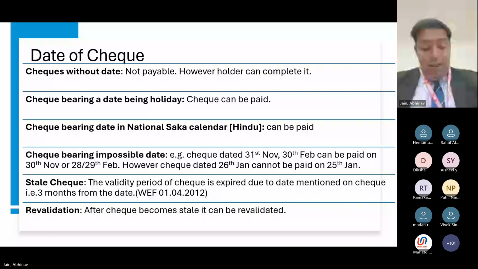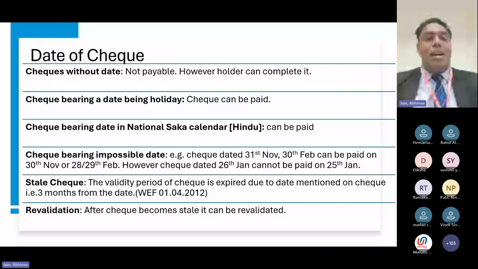But if I ask you that a check bears 26 January as the date, can it be paid on 25 January? It can't be paid. But if it is bearing some impossible date like 32 January, it can be paid on 31st January. I hope I am clear. This example might come as a question in your examination.